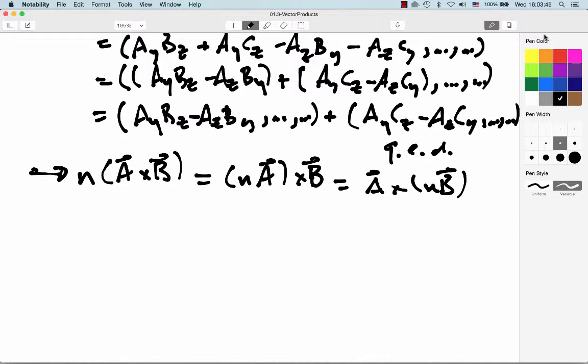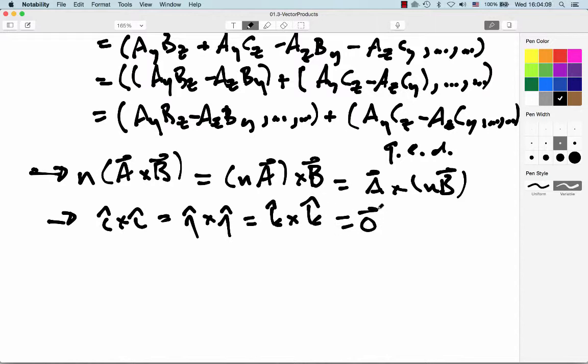You can also work out here that two parallel vectors are going to give a zero cross product. So for instance, i hat cross i hat equals j hat cross j hat equals k hat cross k hat equals the null vector. And similarly, you can show, and keep in mind here, the order matters, i cross j equals k hat in cyclic permutations.